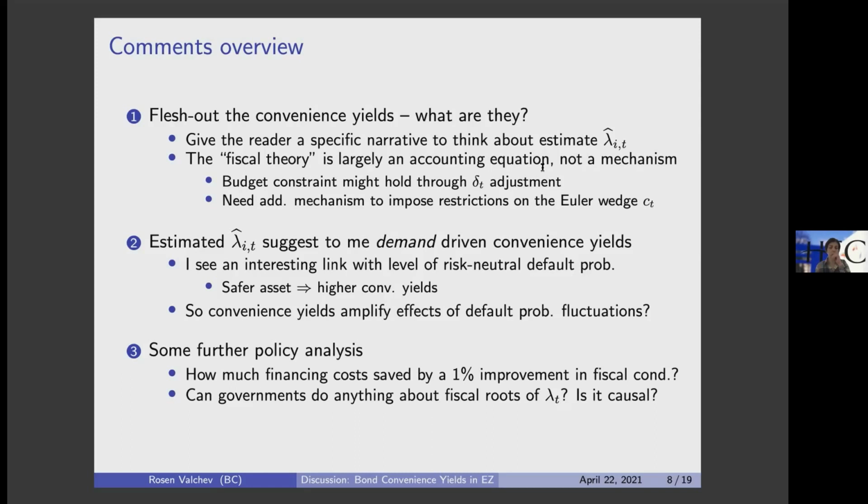flexibility. But here we do still have this Euler equation, which puts strong restrictions on the C. So really, they work together. I still need to know what's happening with the C in the Euler equation. Okay, I think the estimates of lambda are very interesting. They're suggesting to me a demand-driven convenience yield. I'll get to that. And I have a couple of further policy analysis ideas.